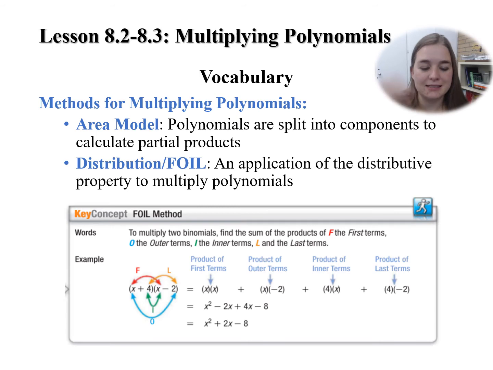So in this lesson today, I'm going to show you how to do both methods. And I'm going to tell you, I like the area model. I think it's the most useful way to show multiplying polynomials, but it'll be up to you to figure out what way works best for you.